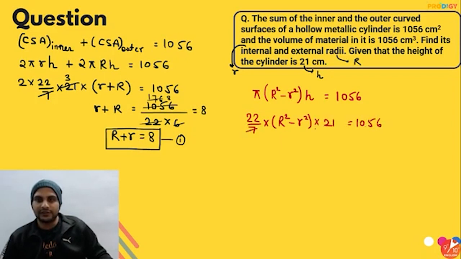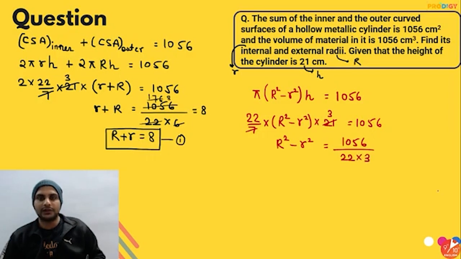You'll get 7 ones are 7, 7 threes are 21. So you'll be getting capital R square minus small r square will be equal to 1056 upon 22 into 3. So this time it is going to be 16. Now look, capital R square minus small r square we have got it equal to 16.